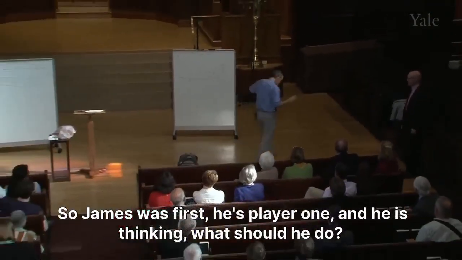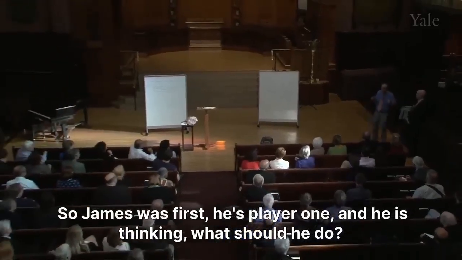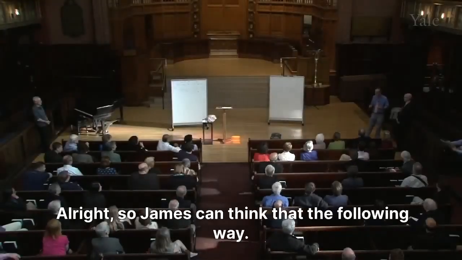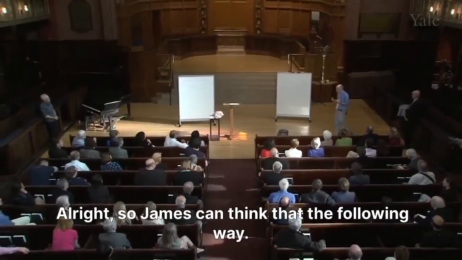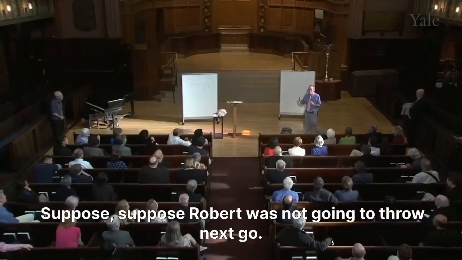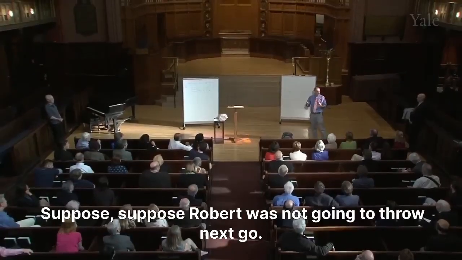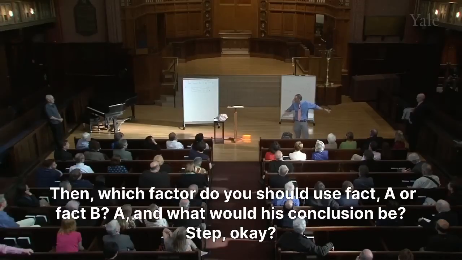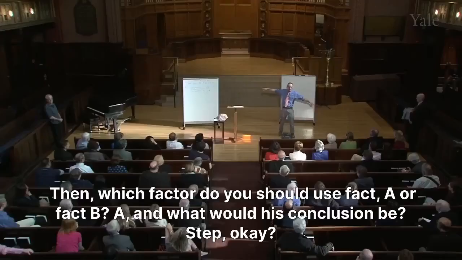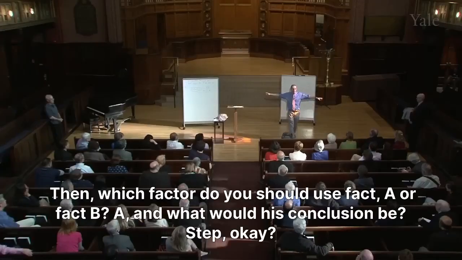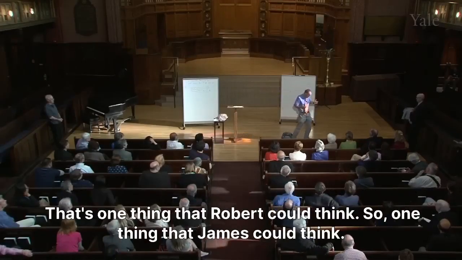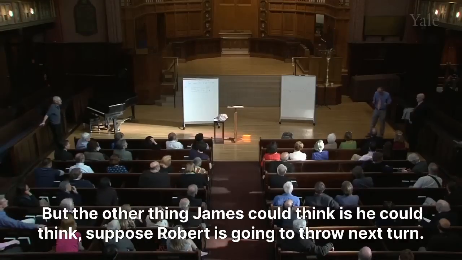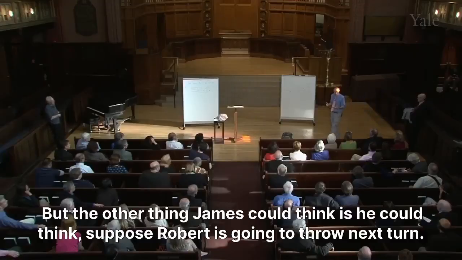So James was first, he's player 1, and he is thinking, what should he do? Should he throw or step? Now we know the answer, but let's just walk through it slowly. James can think the following way. Suppose Robert is not going to throw next go. Then, which fact should he use? Fact A or fact B? A. And what would his conclusion be? Step. That's one thing that James could think. But the other thing James could think is, suppose Robert is going to throw next turn.